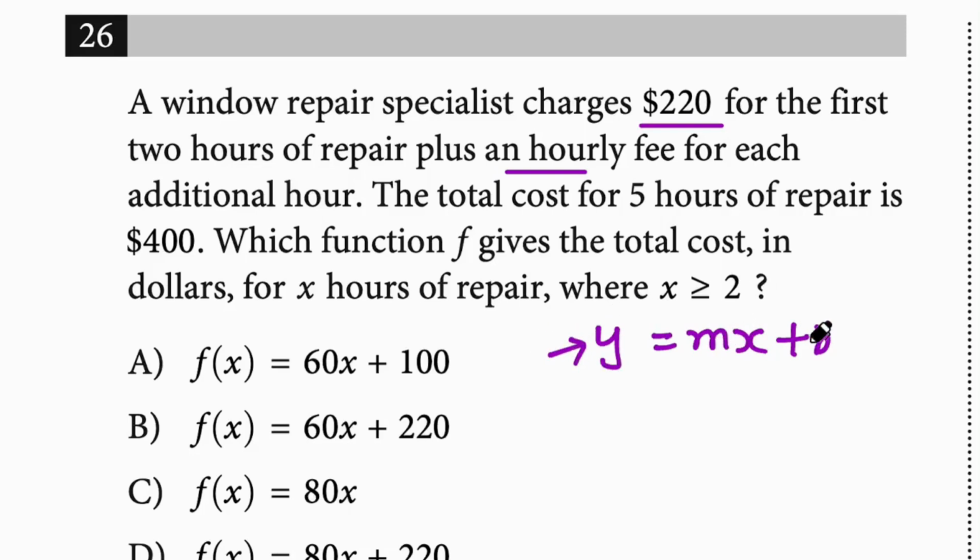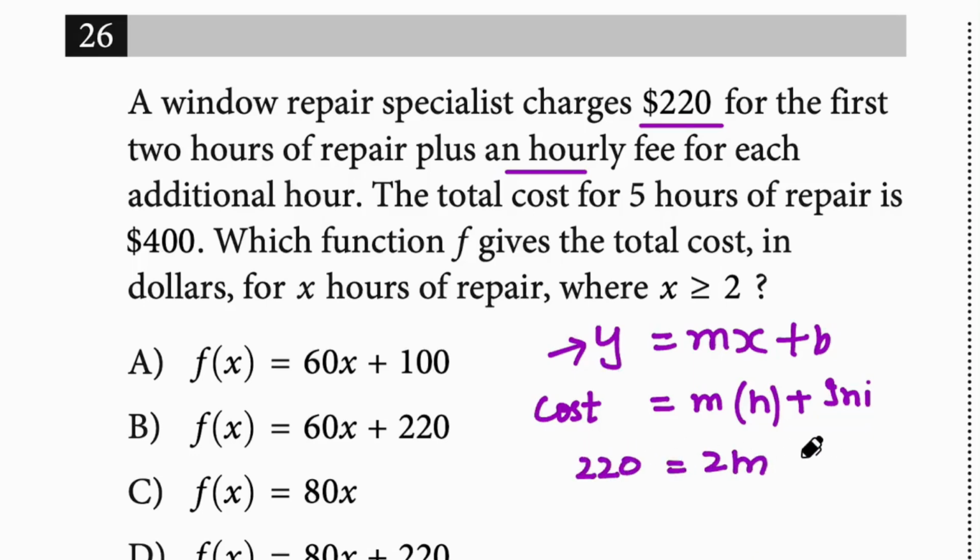Find the values of what? M and B, because x and y are variables, they will be y and x itself. We need to find m and b. A window repair specialist charges this much for the first 2 hours. So if you see this, these are the total charges, this is the rate per hour, these are the number of hours the work has been done, and that is the initial value. So for the first 2 hours, the cost is 220 and the initial value is B. Let's write whatever is given to us.